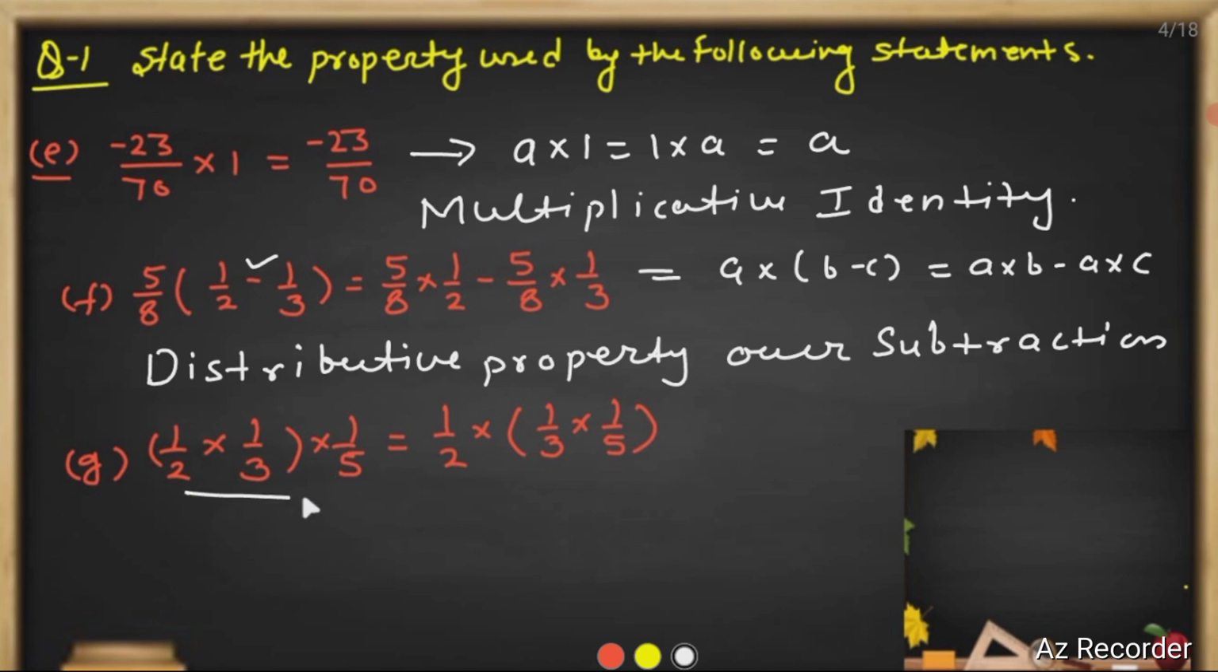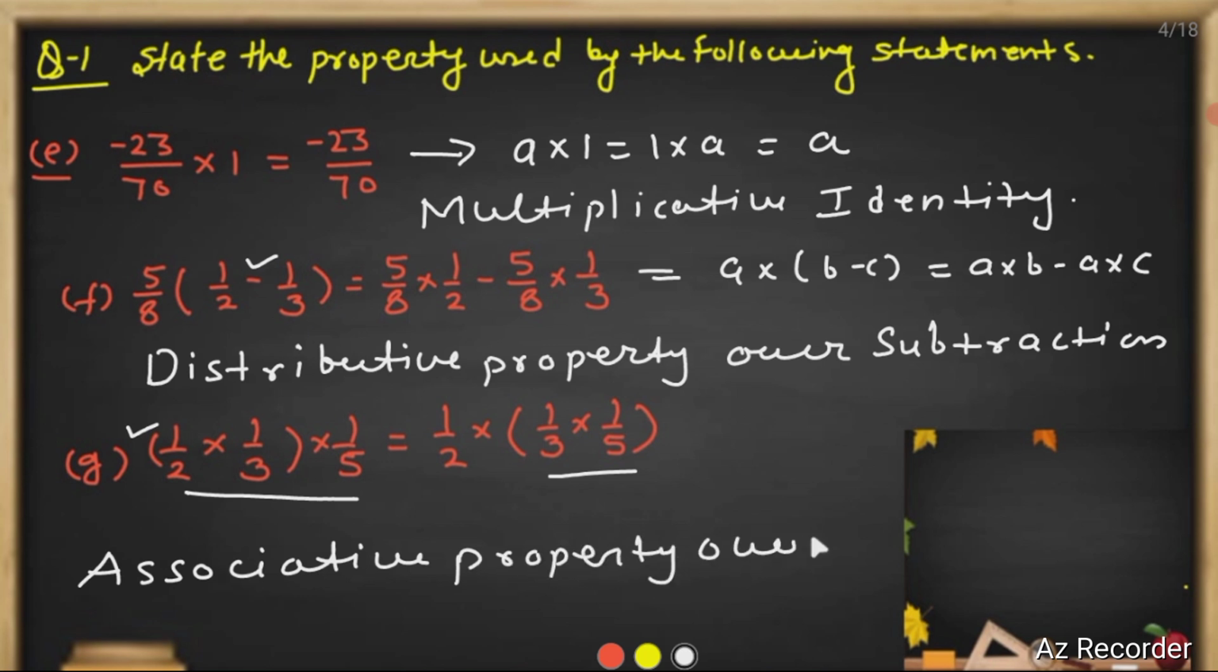Now here again 3 numbers are multiplied, so the small bracket has the first 2 numbers and here the last 2 numbers. So this is known as associative property over multiplication. So this is the solution of question number 1, all parts. So now move to question number 2.